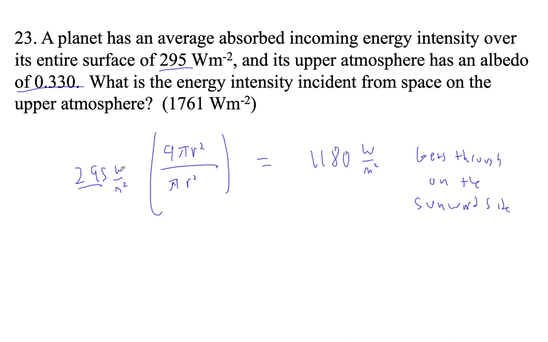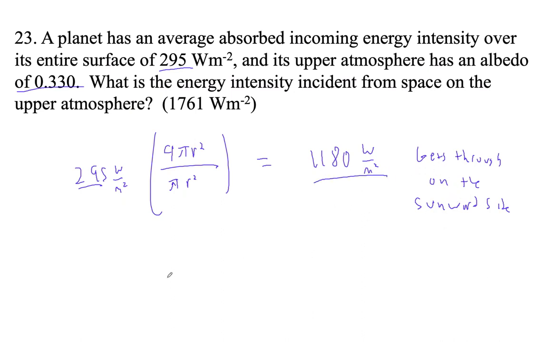So again, what we did there was we said, okay, 295 watts per square meter is spread out over the whole planet on average. But the question is, what is actually coming from the sun on the frontal side, right? And this is what actually makes it through the atmosphere, okay, on the sunward side.